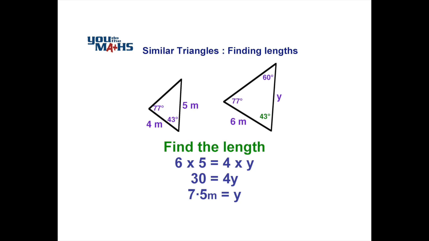So y equals 7.5 meters, and you can see again, if we have a look at the matching pairs of sides, 4 has been increased by a factor of 1.5 to get 6, and 5 has been increased by a factor of 1.5 to get y, in this case a result of 7.5 meters.